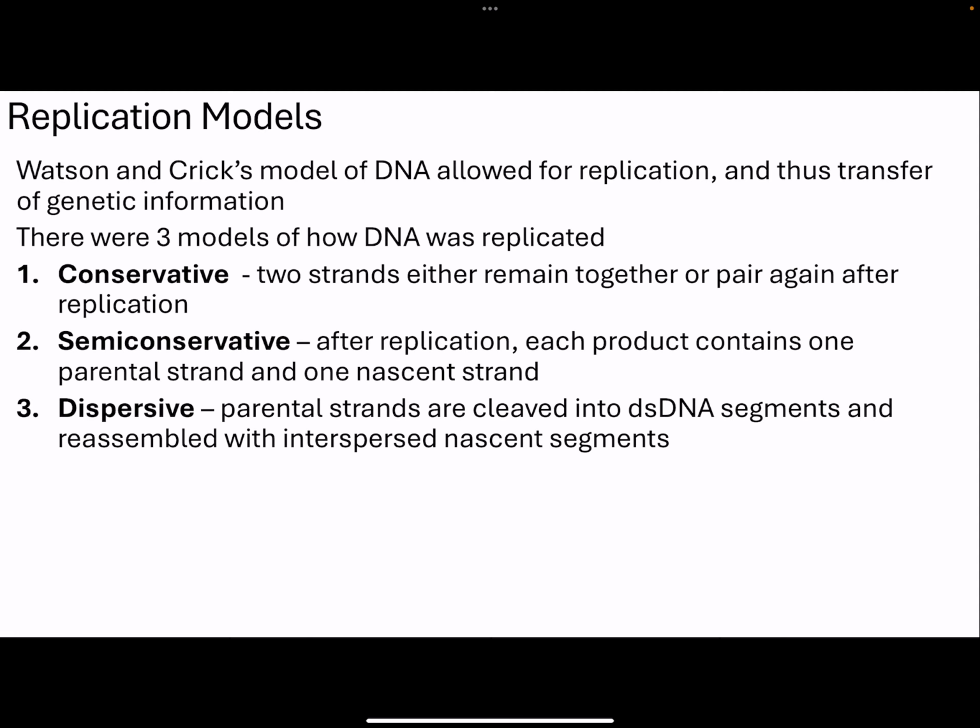At the time of Watson and Crick's model, which was put forward based on X-ray diffraction data, Chargaff's rule, and a basic understanding of the characteristics of nucleotides, there were 3 models put forward to demonstrate how DNA is replicated: the conservative model, the semi-conservative model, and the dispersive model of DNA replication. These three are defined for you on the screen. I'm going to show you animations of how these models were expected to work at the time.